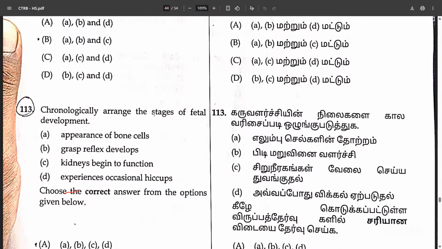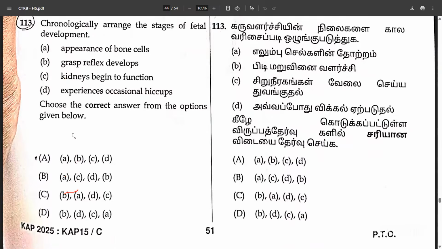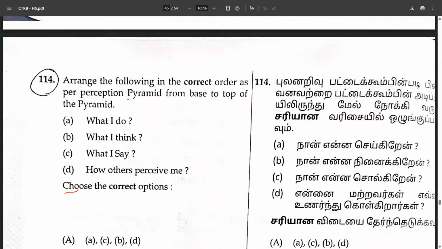Arrange chronologically the stages of fetal development. Okay, how fetal is developed. So here in this question: appearance of bone and cells, grasp reflex develops, kidney becoming functional, experiences occasional hiccups. So here the correct arrangement will be A, C, D, B. First will be appearance of bone and cells, then kidneys becoming functional. Then there will be D, experiences occasional hiccups, then grasp reflex will be developing.